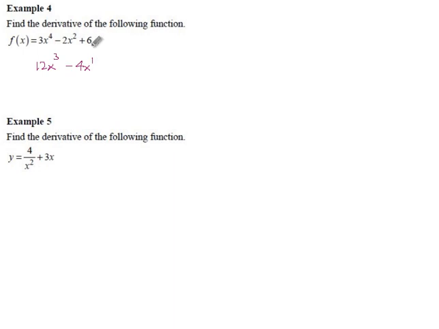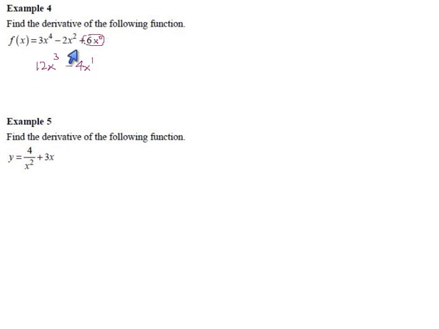And what happens with a constant? This is like 6x to the 0. And so its derivative is 0 times 6x to the minus 1, except there's a 0 out in front of it, so the derivative of this whole term is 0. Meaning they tend to get ignored when you're doing derivatives.